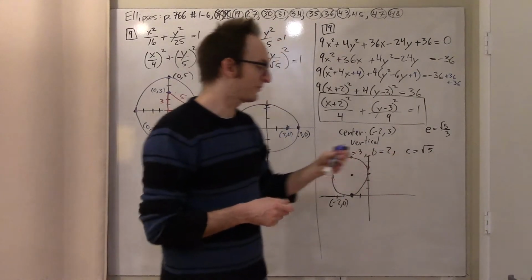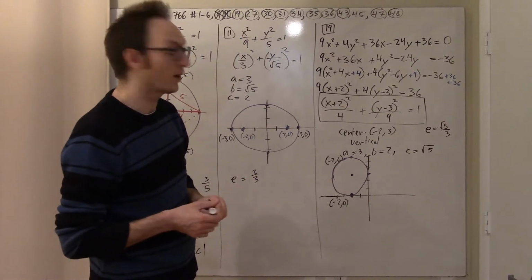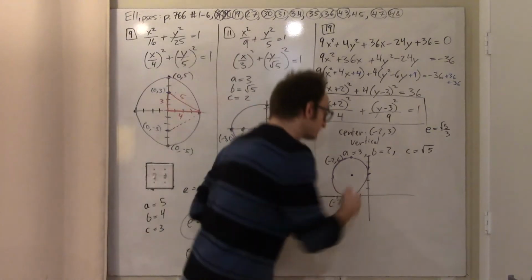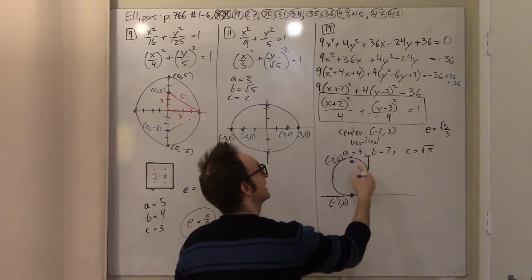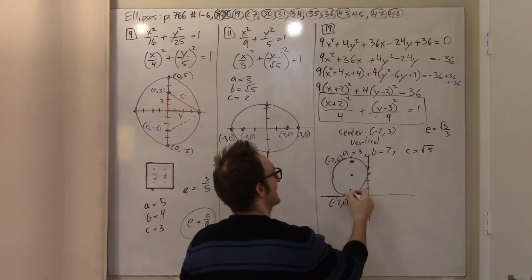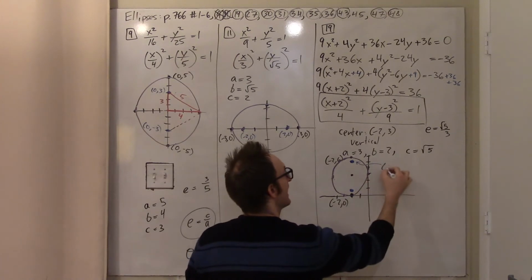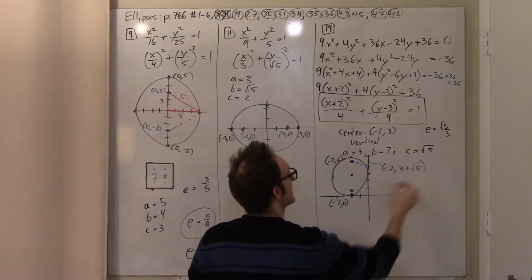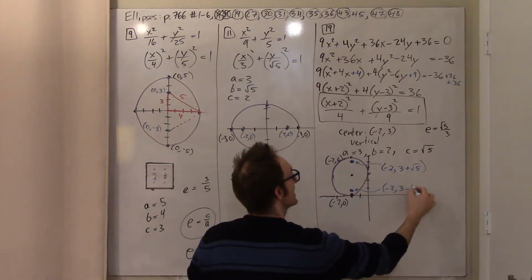Well, I know that c is root 5, so I know that the foci must be root 5 away from the center along the major axis. And so we're going to have one focus like here and one focus like here. The coordinates of that focus are going to be, I go back 2, and then I go up 3, and then an additional root 5. And this one is going to be negative 2, comma 3 minus root 5.